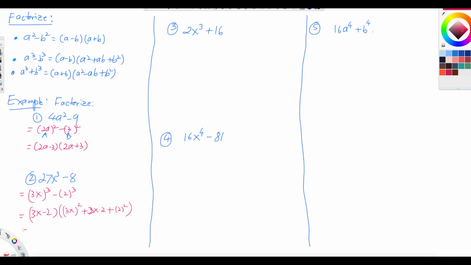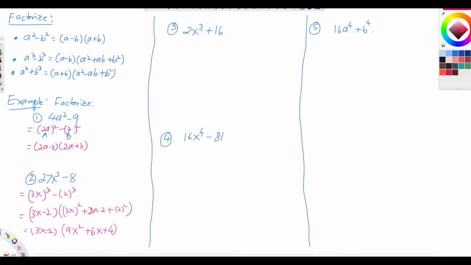Now let us simplify this. This is 3x minus 2, and this is 9x squared plus 6x plus 4. That is the final answer, because (3x) squared is 3x times 3x, which is 9x squared. 3x times 2 is 6x. 2 squared is basically 4. Again, there was nothing common between the first term and the second term. That's why we just wrote it in that form. But if there is something common, try to take that common factor out.